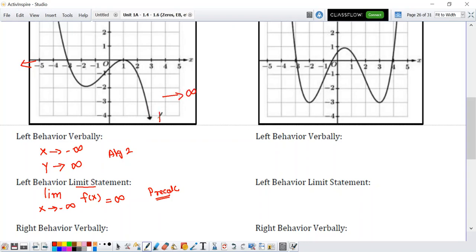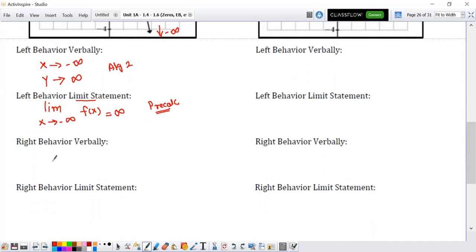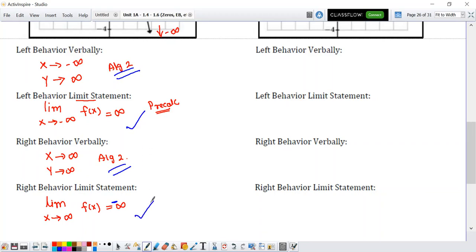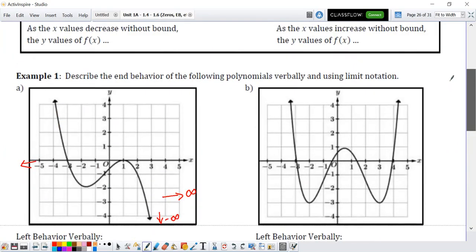Now right hand behavior. Here x goes to infinity, y is going to negative infinity. One more time, let's write. How do we write it in Algebra 2? The Algebra 2 way is x goes to infinity, y goes to negative infinity. How do we write it in pre-calculus? Lim x arrow infinity, f of x equals negative infinity. Now we know many of you will argue again that it never equals, but we are writing the limit statement. So x goes to infinity, y goes to negative infinity. This is the Algebra 2 method, and this is the pre-calc method.